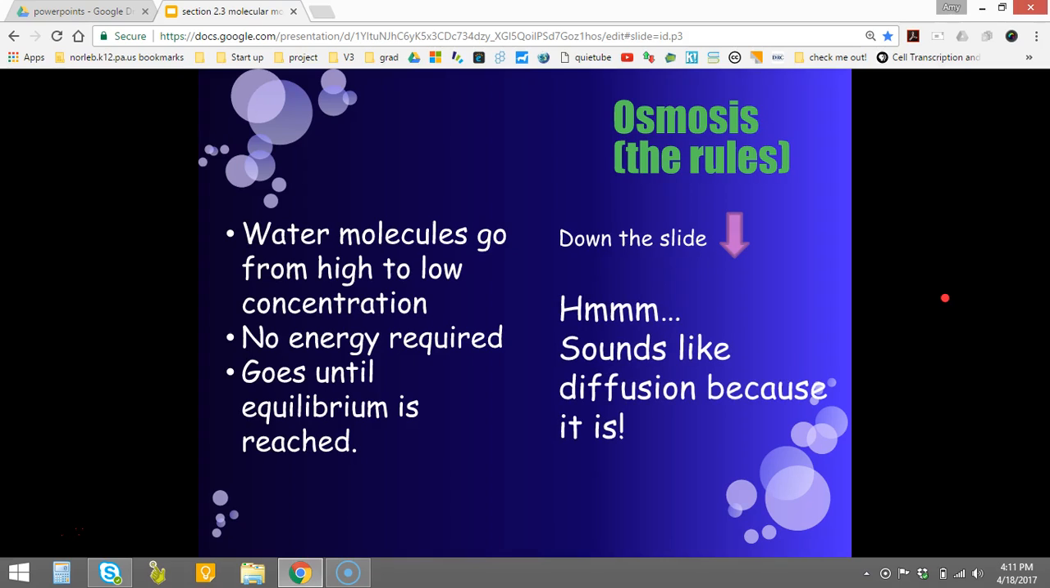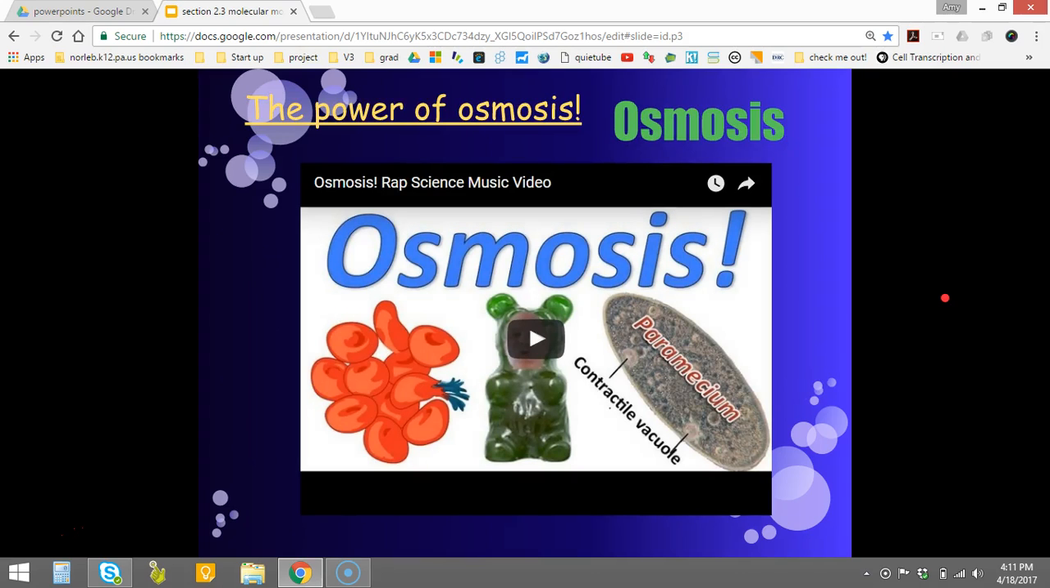So this sounds like diffusion because it is diffusion. The only difference is that since water is such an essential molecule for all living things, it gets its own special name, and that is osmosis. So let's take a look at osmosis.